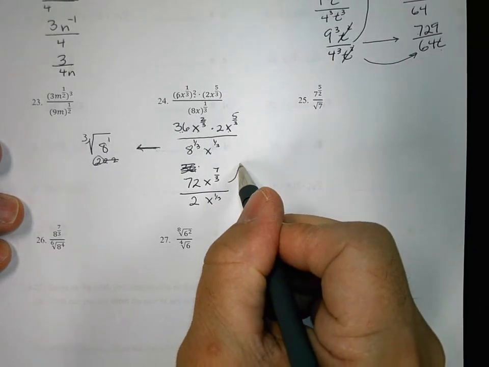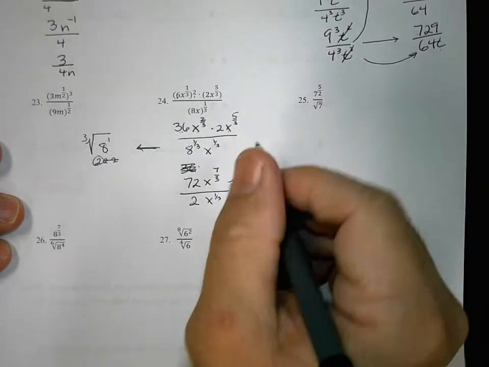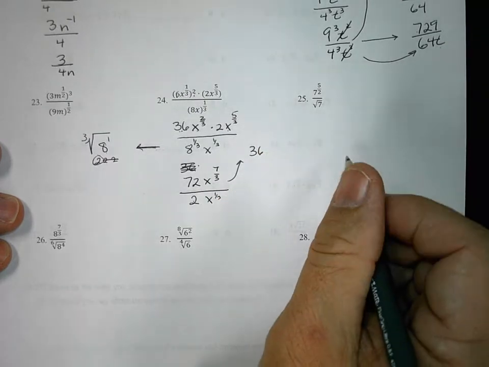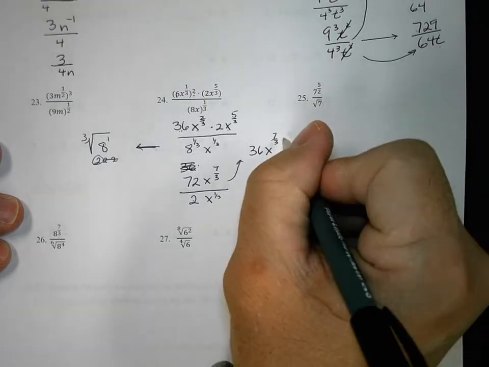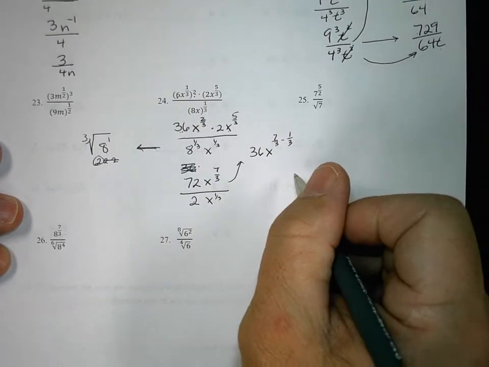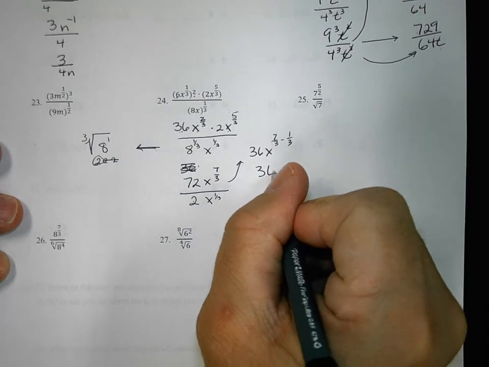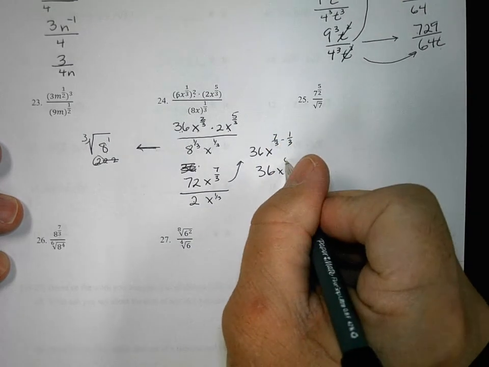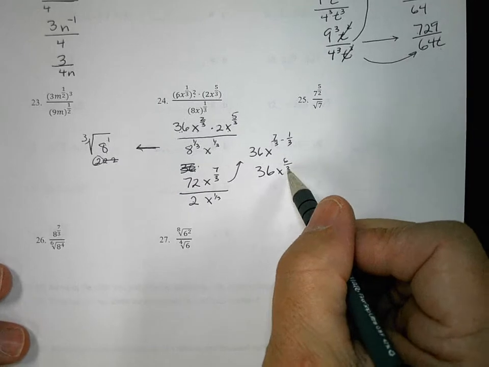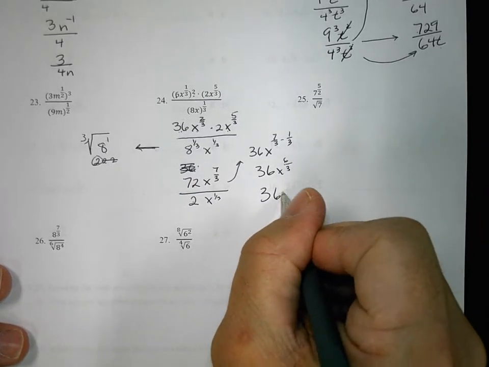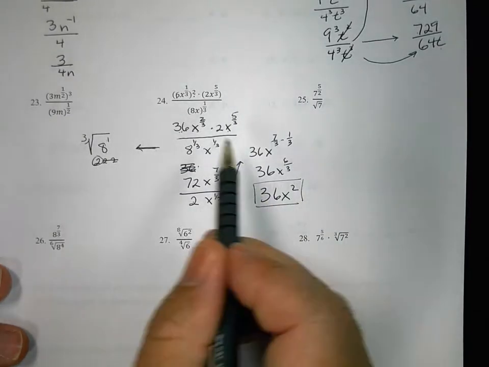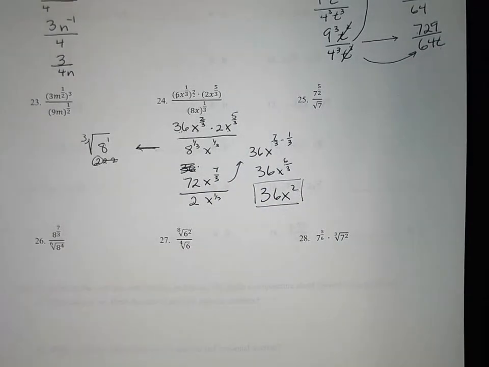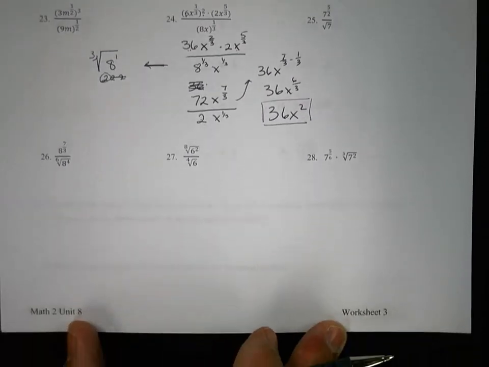All right, now last step to simplify. 72 divided by 2 is 36. Okay? X to the 7/3 divided by x to the 1/3, we simply subtract exponents, and we end up with 36x. 7 minus 1 is 6/3, and 6 divided by 3 is 2, so our final answer is 36x squared. Okay, a lot of steps, a lot of little adding, subtracting, multiplying, but a really simple problem if you take it one step at a time. Don't get ahead of yourself.